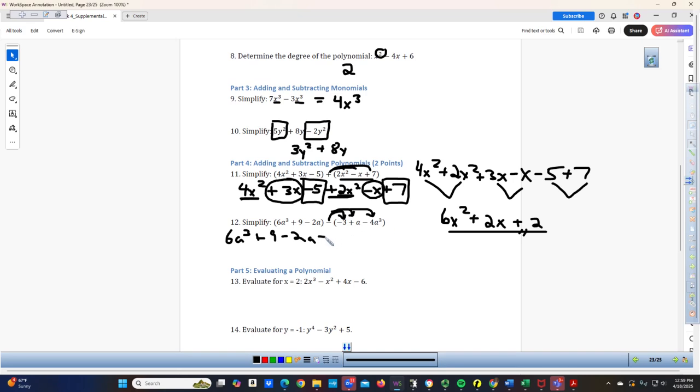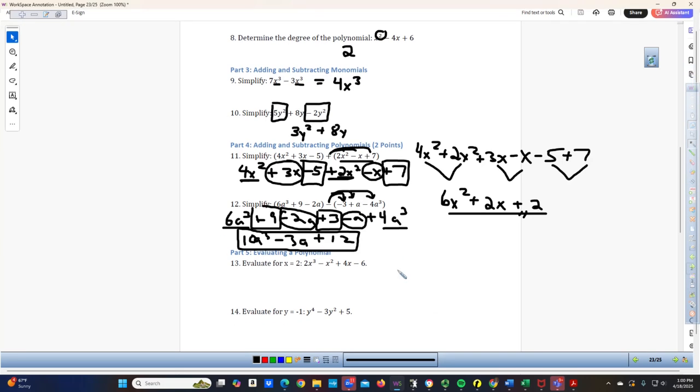So a negative times a negative becomes a positive 3. A negative times a positive becomes a negative a. And a negative times a negative becomes a positive 4a cubed, right? And again, positive 4a cubed plus 6a cubed is going to give me 10a cubed. And then I'm going to go to my negative 2a, and my negative 1a is going to give me a negative 3a. And then lastly, I have a plus 9 and a plus 3, which gives me plus 12. All right, and so that would be our final answer.